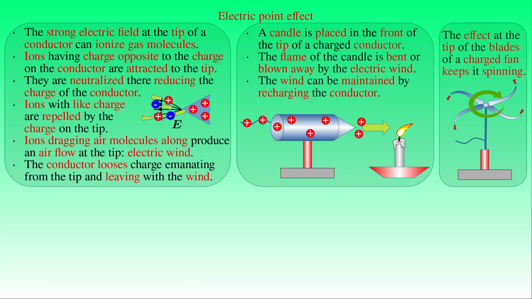In another experiment, the action-reaction force pair is applied on a continuously charged fan, where the action is the repulsive force exerted by the tips of the four metal blades of the fan due to the electric point effect, and the reaction of the action keeps the fan spinning.